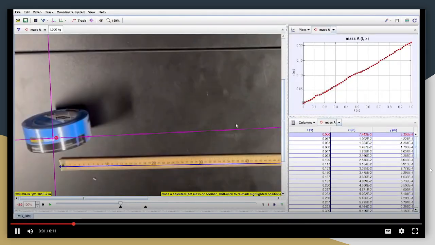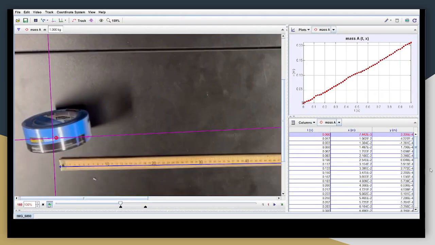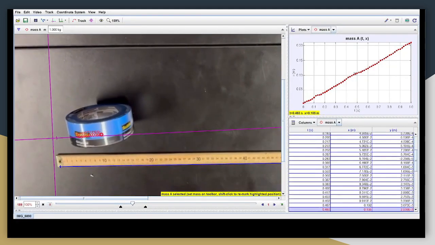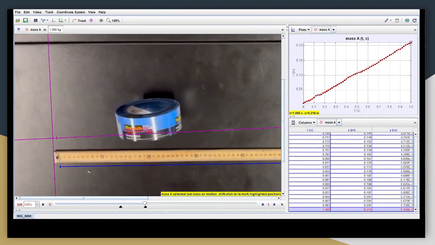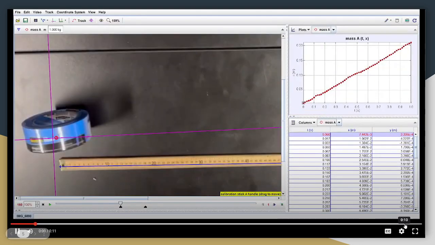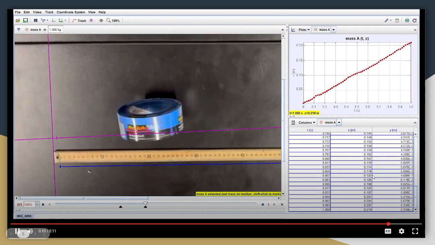So this is the Tracker observation video where the tape was rolled starting at 0 seconds all the way up to 1 second. As you can see in the graph, the slope of the graph is positive for displacement because the ball is going at a constant positive velocity every second.